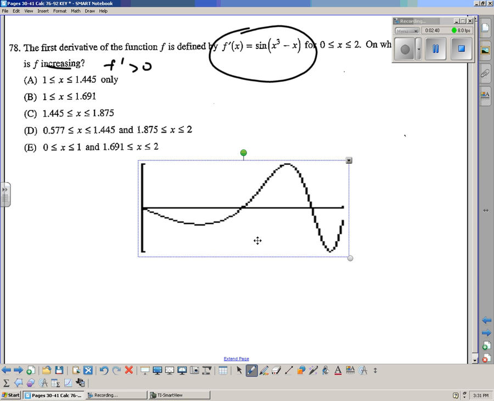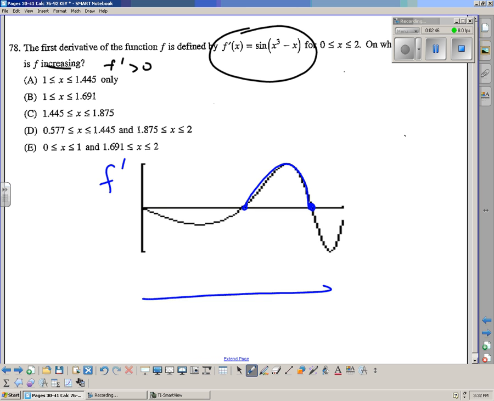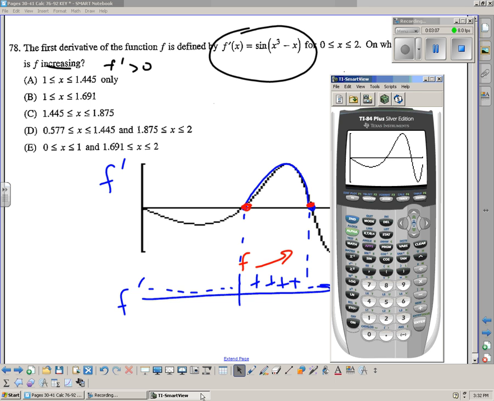So f is increasing from, say, here to here, because this is f prime. I want to see where f prime is positive. Or if you're drawing a number line at home, you can go negative here, because we're looking for where the function is above or below the x-axis. Positive, positive, positive, negative there. So f prime is positive, so that means f is increasing from wherever this is to wherever that is. Now to find that on the calculator, there are a few ways. I like this way the best.